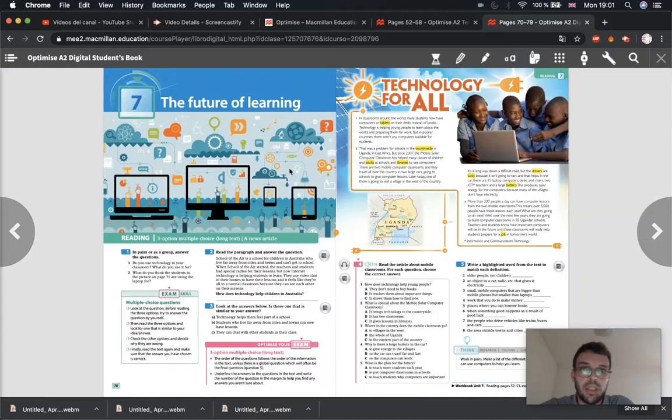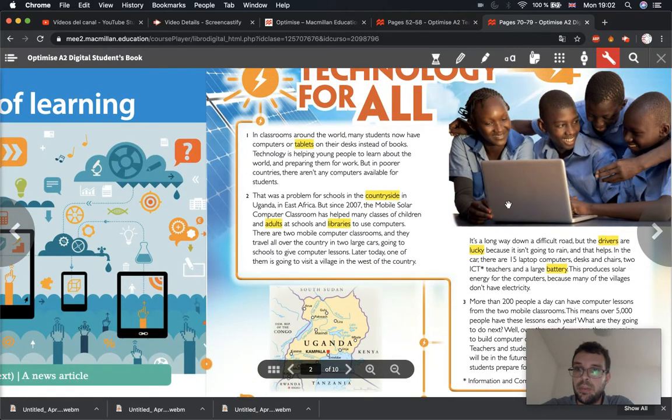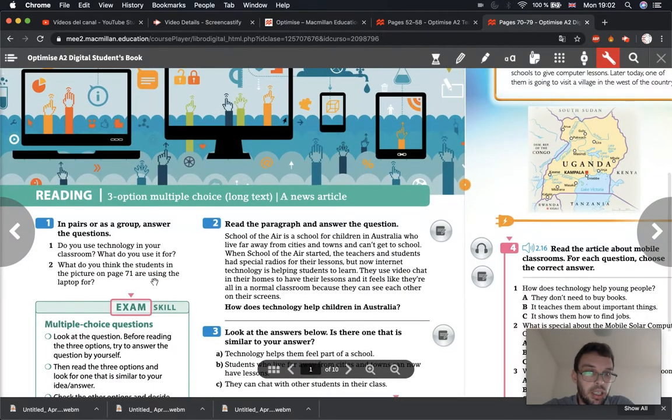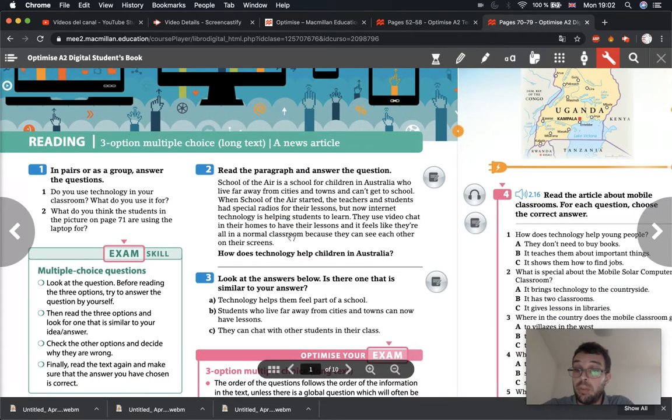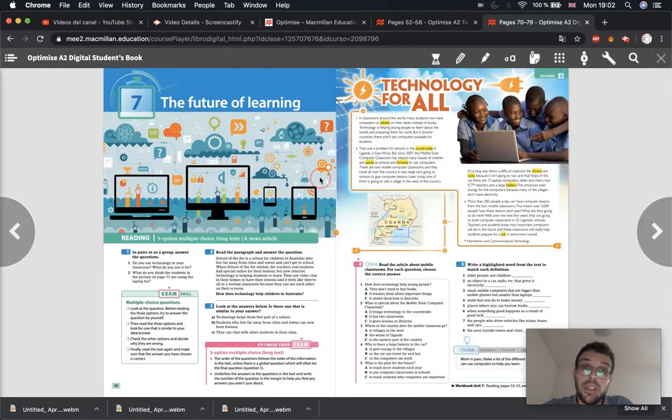So if we look on this page, you see a bunch of kids all around a computer, all around a laptop. Okay, and it says, what do you think the students are using the laptop for? What do you think? Is it for work? Is it to watch videos? Is it to create something? What do you think? Right, just something to think about.